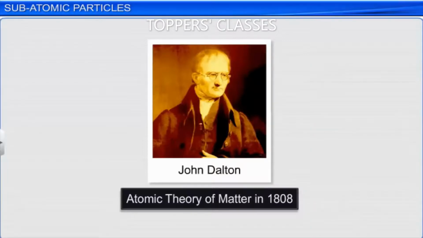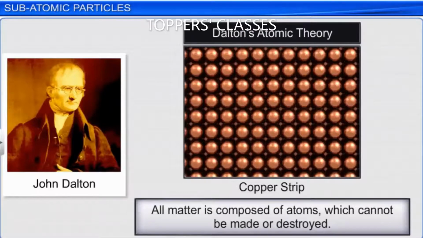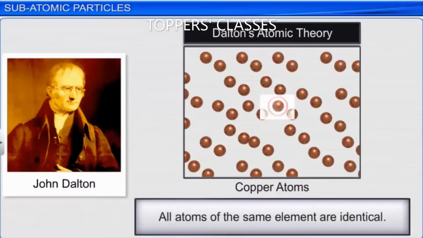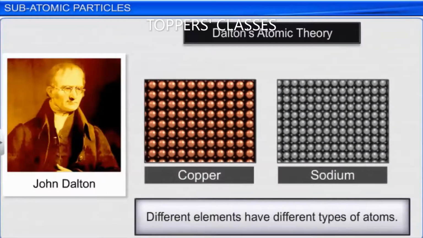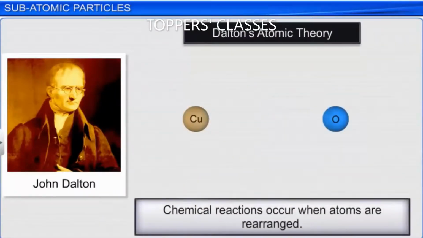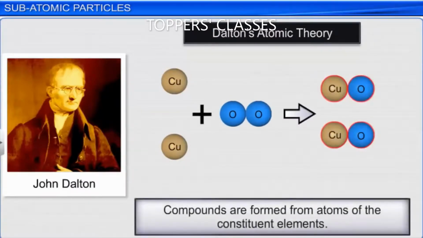Dalton proposed that atom is the ultimate particle of matter. This theory is called Dalton's atomic theory. It postulates that all matter is composed of atoms that cannot be made or destroyed. All atoms of the same element are identical. Different elements have different types of atoms. Chemical reactions occur when atoms are rearranged. Compounds are formed from atoms of the constituent elements.